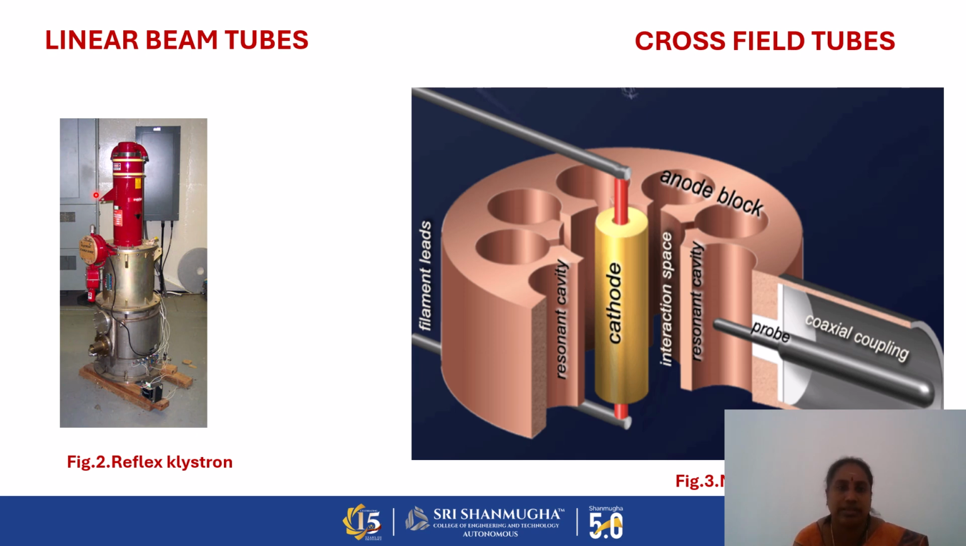In linear tubes, the electron travels only in a parallel path, that is, it travels in a straight line. But in the cross field tube, the electron travels in a circular path, because the electric field is perpendicular to the magnetic field. So the electron moves in a curved path. We are using the magnetron type of cross field tube in real-time applications.